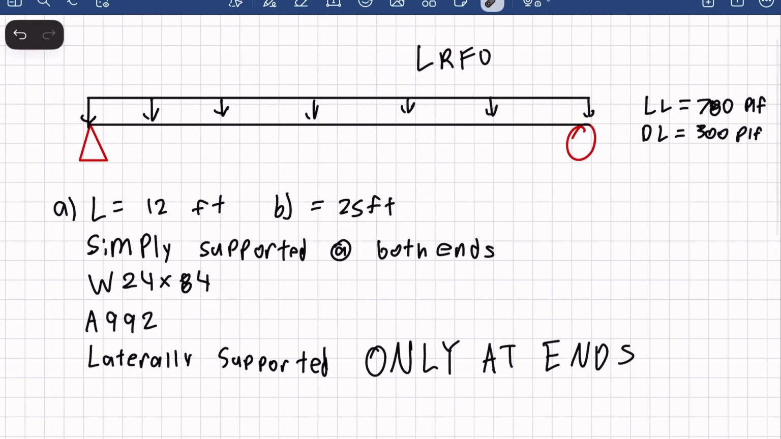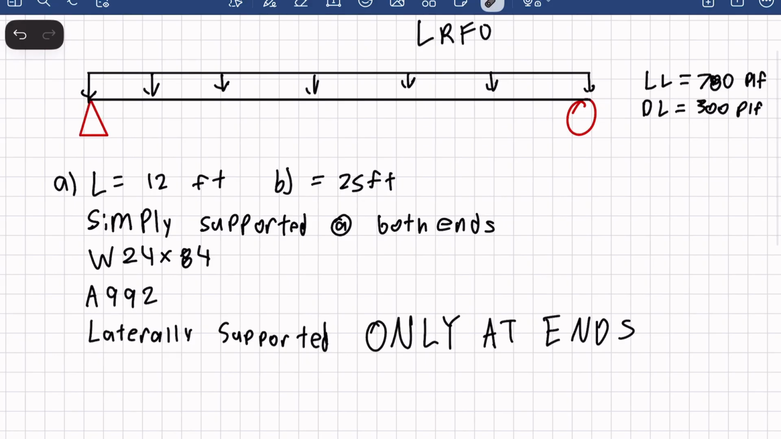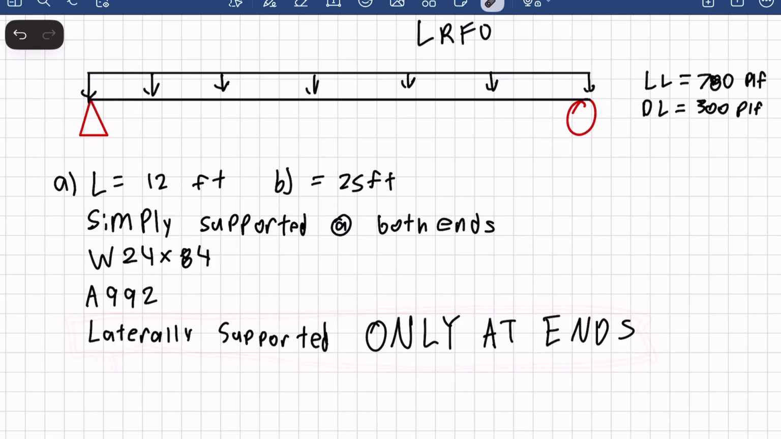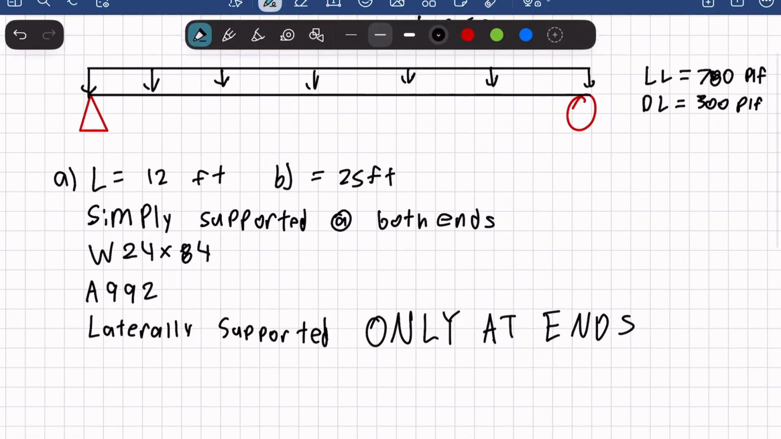We have a live load of 780 pounds and a dead load of 300 pounds. As I said, we have two lengths, and we'll see why when I get further on in the problem. We're going to analyze different types of lateral torsional buckling with this problem. We have a simply supported beam with supports only at both ends. As I said, A992 steel, W24x84, and the lateral support comes only from the ends, and that is important because if you have a problem where we'll get right into it.